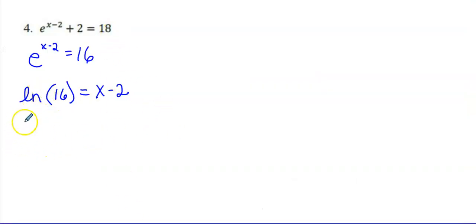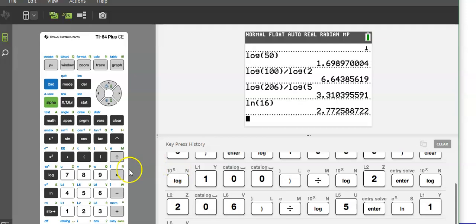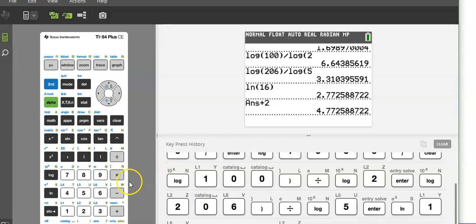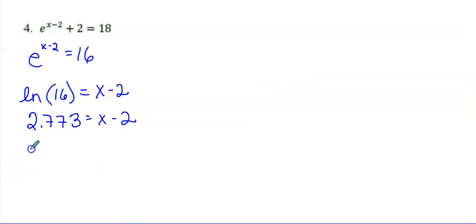So the number that we came up with was 2.773 equals x minus 2. So I know I'm going to add 2 to that. I'm just going to leave that in my calculator and come back over here and just add 2 to it. Of course it's not going to really change anything with this one, but sometimes we're multiplying or dividing and it's better to leave the number in there and then do the rest of it to that number. So we have 4.773 as our answer.